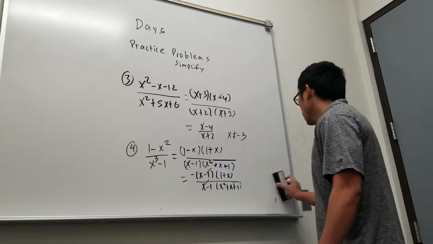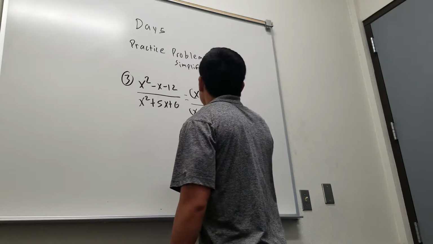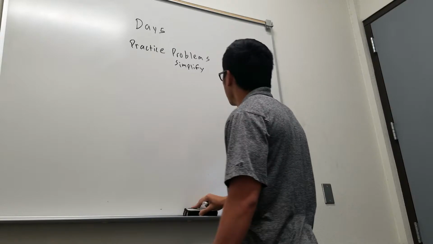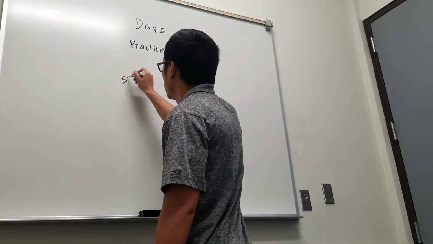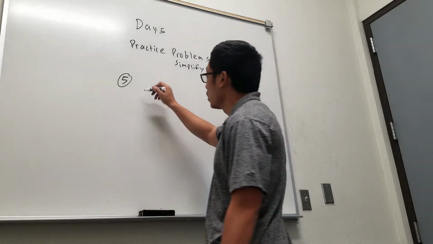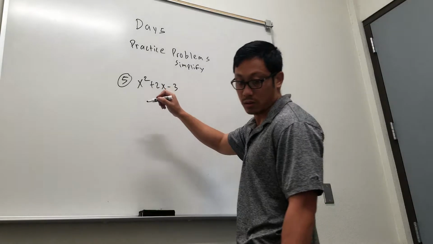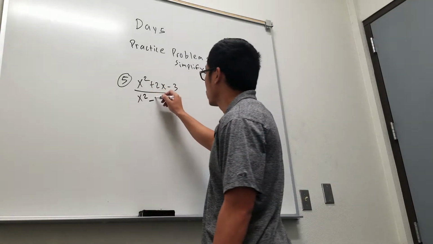Okay, now I'm going to erase it. Alright. Now the next one. Number 5: x squared plus 2x minus 3 over x squared minus 2x minus 3.